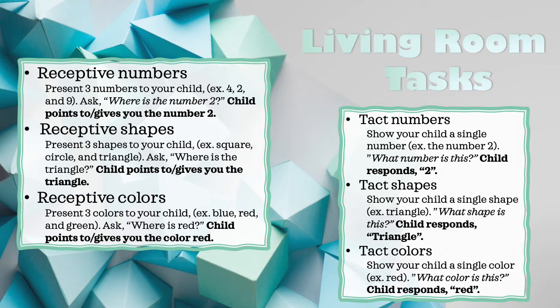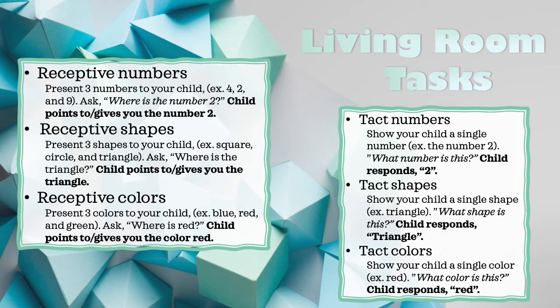Tacting is simply your child labeling. Tacting programs include numbers, shapes, and colors. For tact numbers, you would show your child a single number, for example, the number 2. You would ask, "What number is this?" And your child would respond, "2."